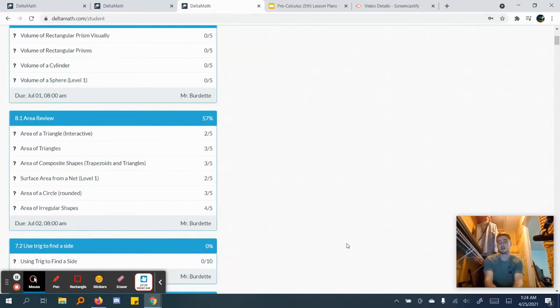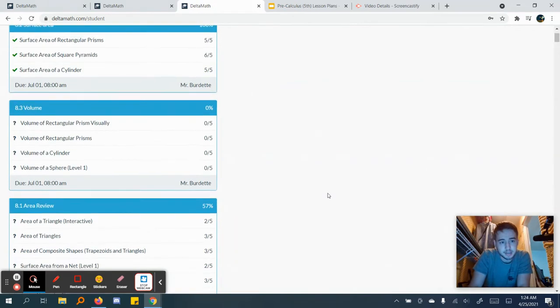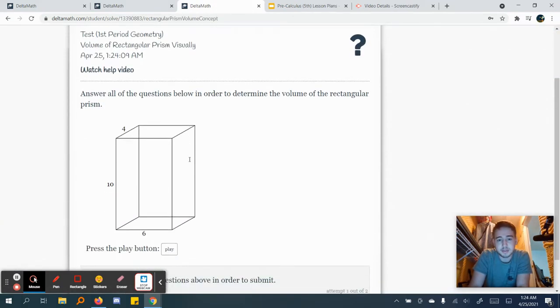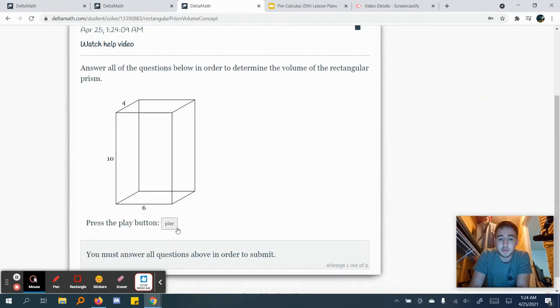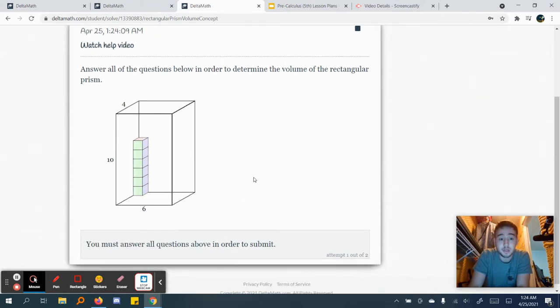Howdy, everybody. This week we are looking at volume. So today we're going to take a look at this lesson and work through it together. Volume of a rectangular prism visually. I guess we'll just play this video and see what it says.